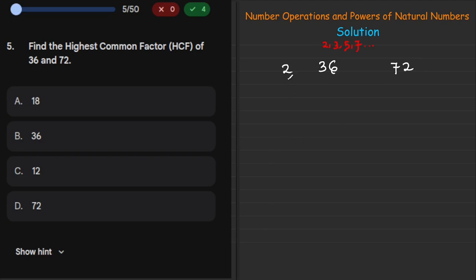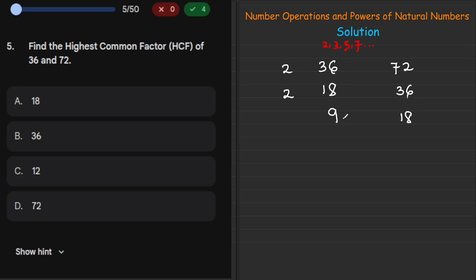So I'll write my 2 here, and 2 divides 36 how many times? That is 18. And 2 divides 72 how many times? That is 36. Then we continue the same process again. Among these prime numbers, which of them divides both of these numbers we have here? It's still 2. So we start with our 2, and 2 divides 18 how many times? We have 9 times. And it divides 36 how many times? This time around 18.